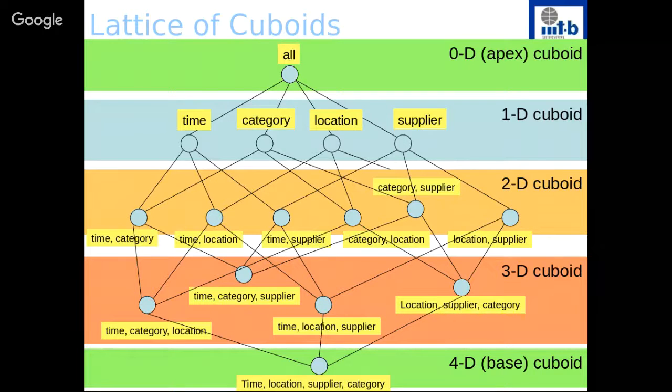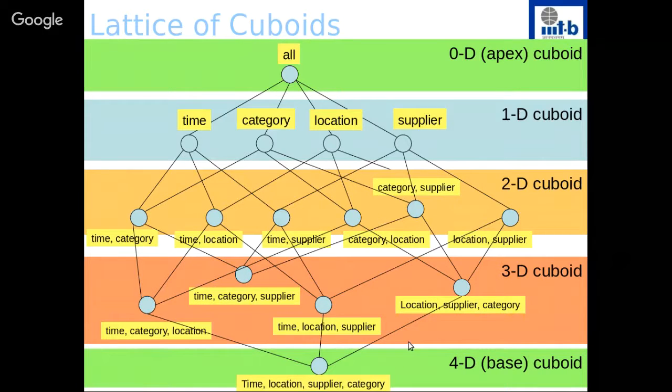Clearly, you can keep on drilling down, right? So you say that, oh, okay, time and supplier. So let me drill down further. Let me add location to this mix. I want to know in this particular location, in this month, for this particular supplier, what it is. So you have the 3D cuboid. If you drill down further, you will end up with the base cuboid.